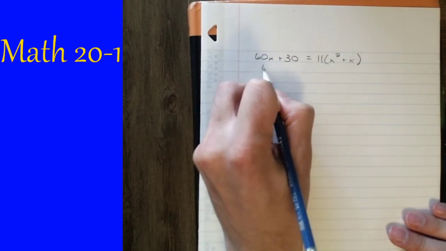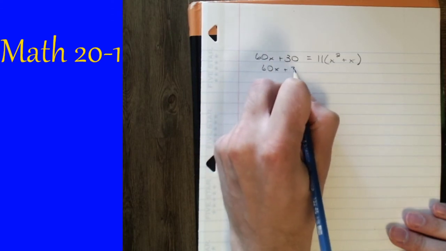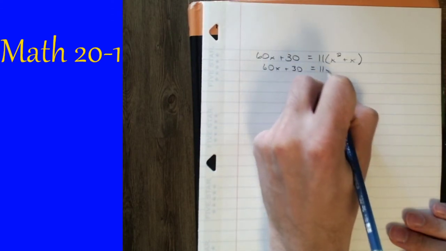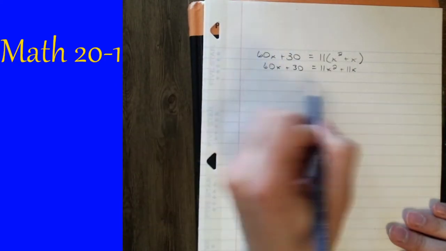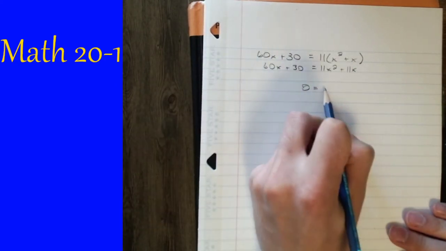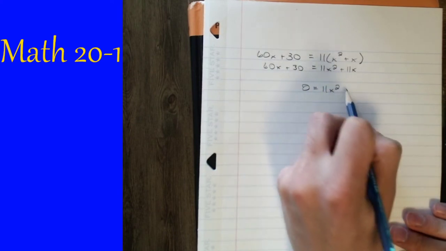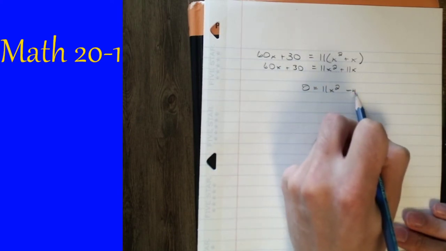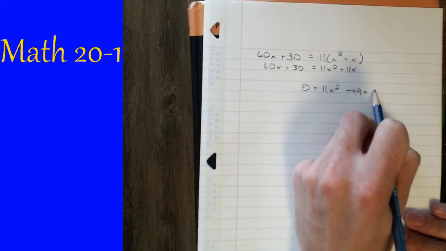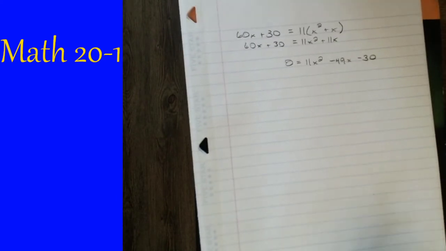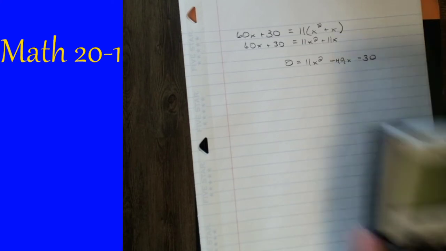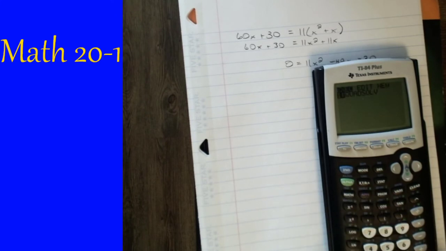So 60x plus 30 is equal to 11x squared plus 11x. Combining everything to one side, 11x squared minus 49x minus 30. And that's a quadratic, so we can solve that. We'll do so here.